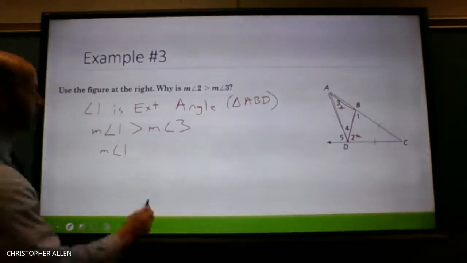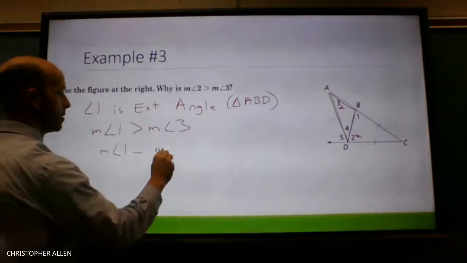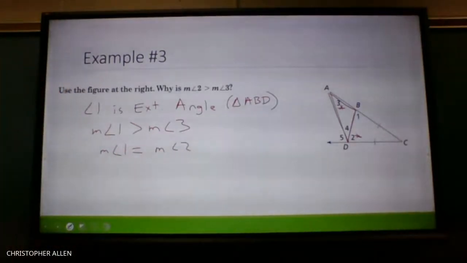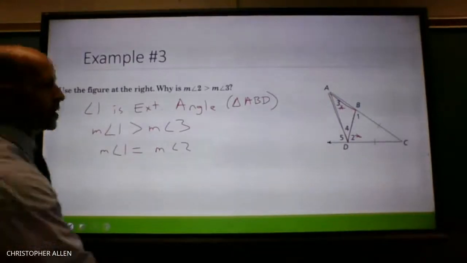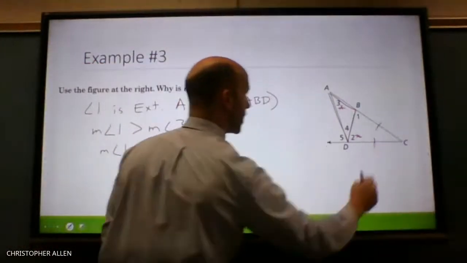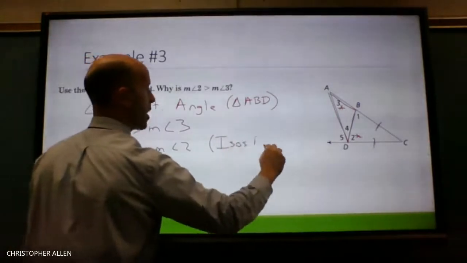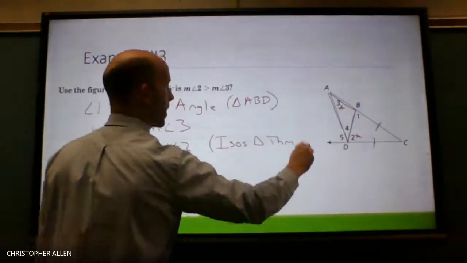What's true about the measure of angle 1 and the measure of angle 2? Well, they have to be equal. And the reason is because these two sides are congruent. So this is by the isosceles triangle theorem, and that's something we talked about a couple of weeks ago.